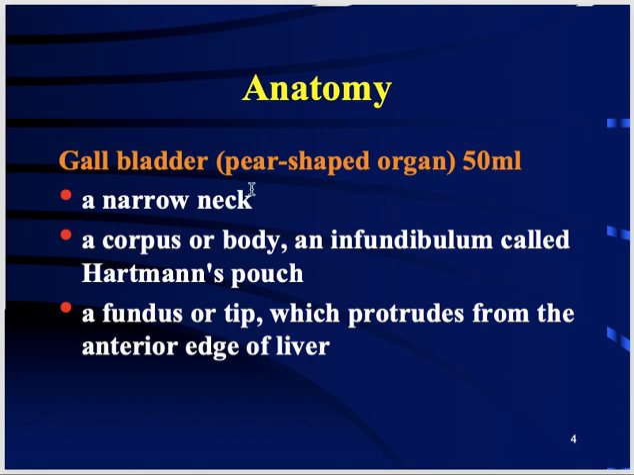So this is the anatomy of the normal gallbladder, but in most conditions like bile duct stones and all these things, the gallbladder can distend, or increase in size, or swell up. In that case, it can reach up to 300 milliliters, or it can contain around 300 milliliters of matter or fluid.